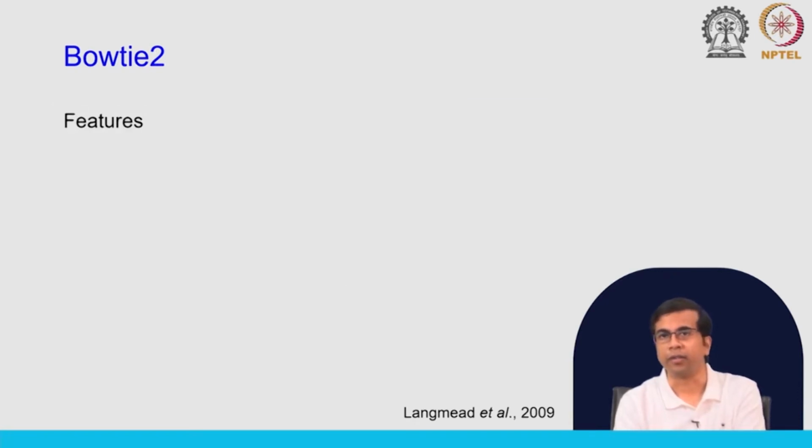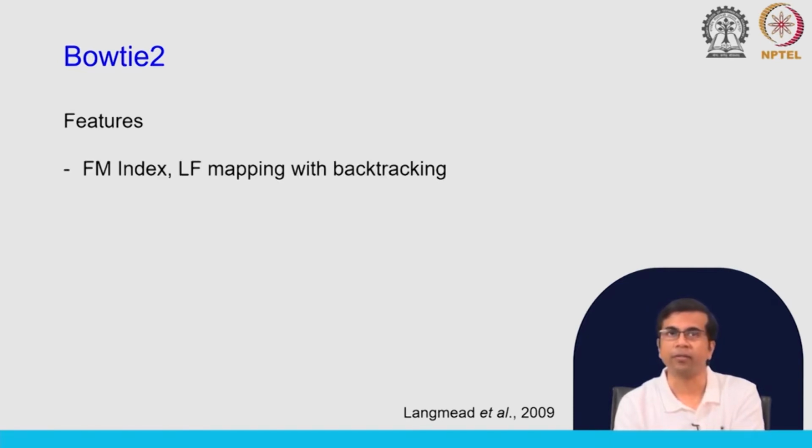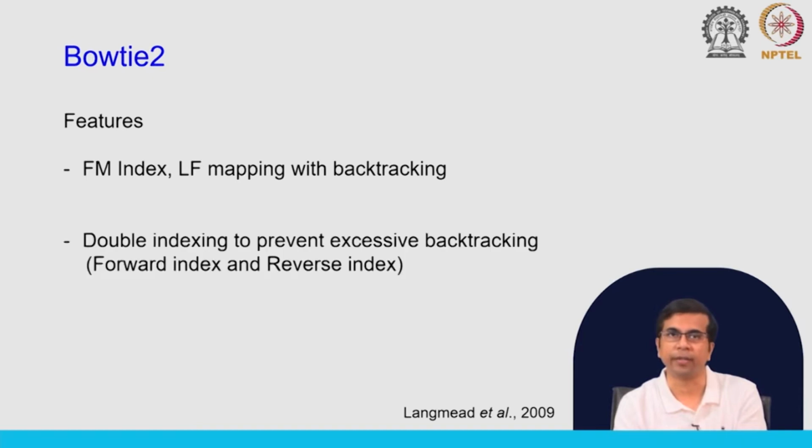So, what are the features of this tool Bowtie2? We will describe this and look at the tool a little bit, and then we will go and install it, set it up, and do the mapping ourselves. It utilizes the FM index LF mapping with backtracking, which means it will allow you to map reads with mismatches. It also uses double indexing to prevent excessive backtracking. These are called the forward index and the reverse index, and you will see these index files when you actually do the hands on.